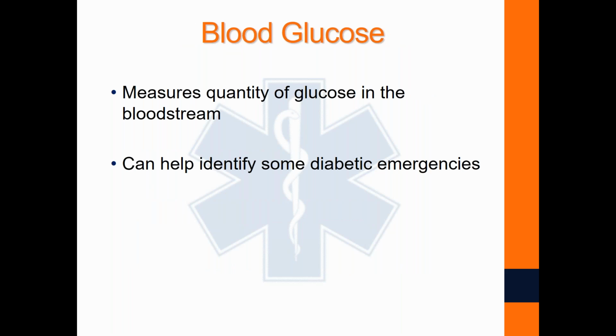Now, the last little bit of monitoring tool we're going to talk about is blood glucose monitoring. Anytime you are working with or treating a patient who has any form of altered mental status, you should obtain a blood glucose measurement. It doesn't always tell us what's wrong with the patient, but it does allow us to rule things in and rule things out.